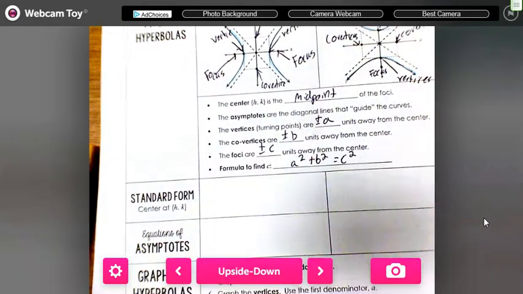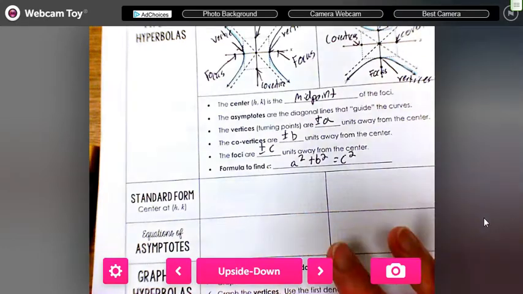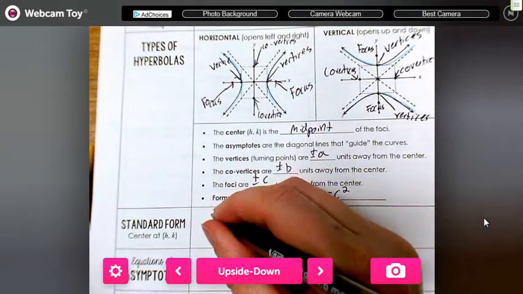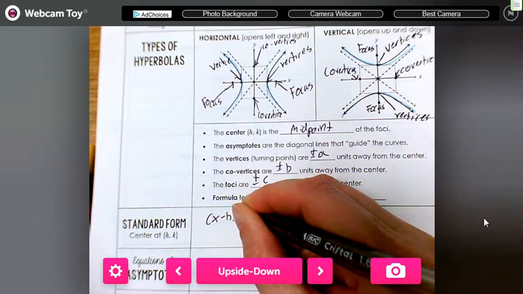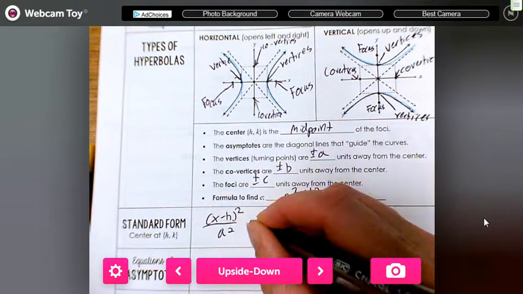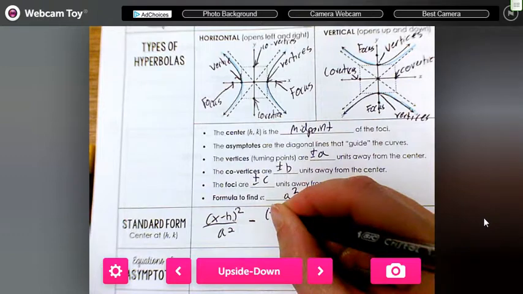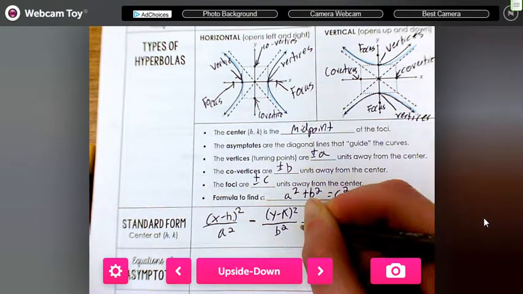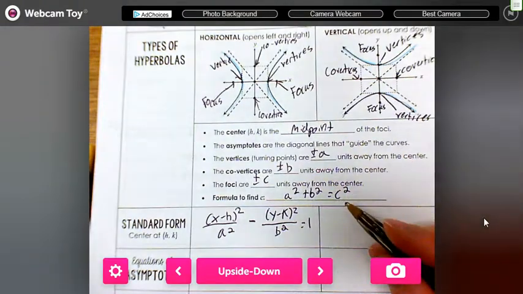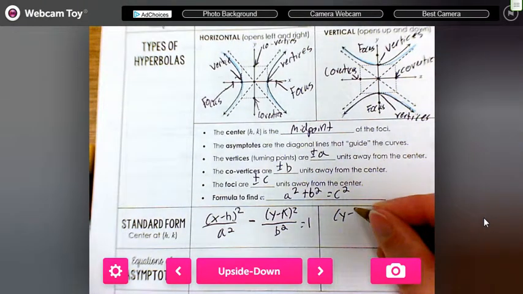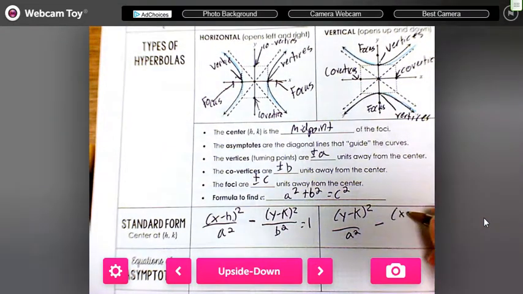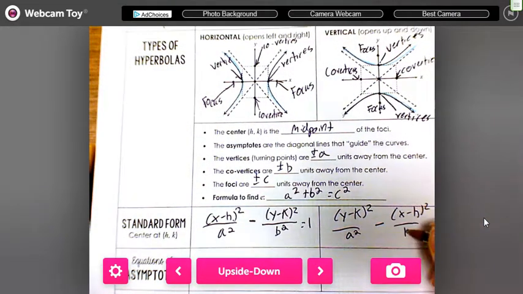Okay. So we have, again, 2 standard forms, depending on if it's horizontal or vertical. Okay? We've got (x minus h) squared over a squared minus (y minus k) squared over b squared equals 1. And then we're looking at vertical. It's (y minus k) squared over a squared minus (x minus h) squared over b squared equals 1.